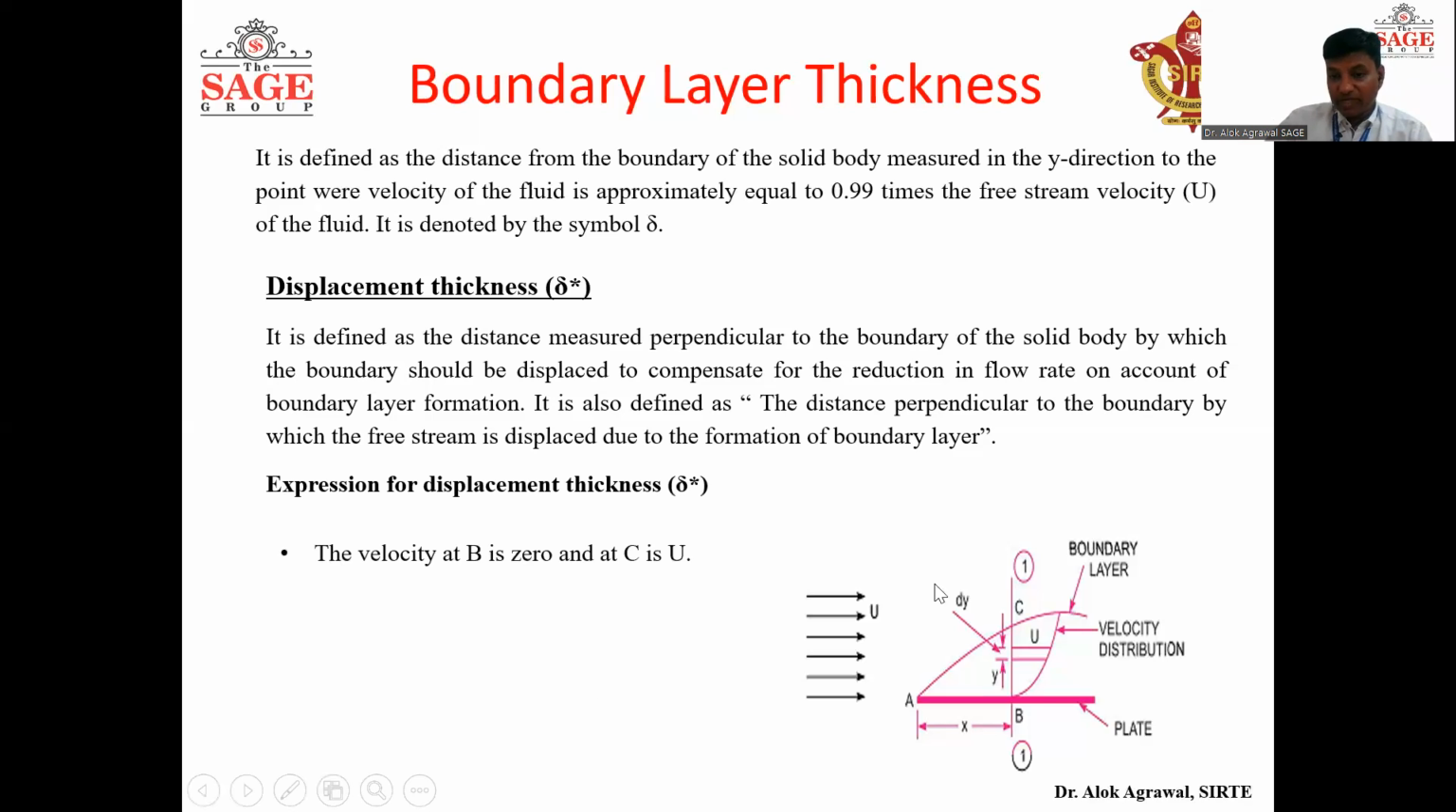We have taken a plate, and the velocity at point B is 0, and at C, which is at a distance delta, suppose, it is U. So the velocity varies from B to C, from 0 to capital U. And in this BC, we have taken a section and named it section 1-1, and this distance BC is delta, because delta is our boundary layer thickness. Now with the help of this delta, we are going to calculate the displacement thickness.